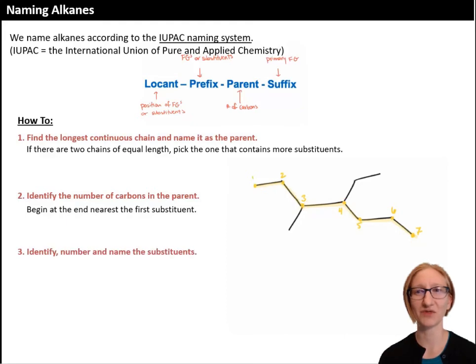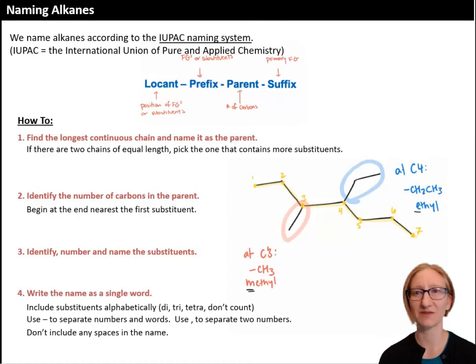Then we're going to identify, number, and name each of our substituents. We'll start at the left and move to the right. The first group we encounter is a CH3, or a methyl group, and it's at carbon number 3. So we denote this as a 3-methyl. The second group we encounter is at carbon number 4, and is a CH2-CH3 group, or an ethyl group. So this is a 4-ethyl fragment.